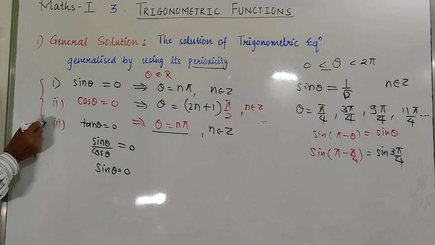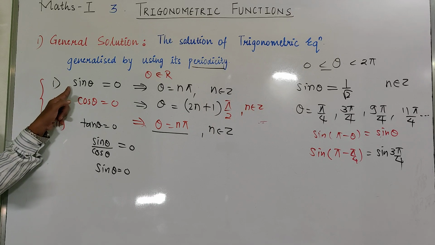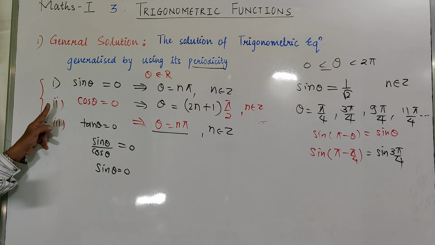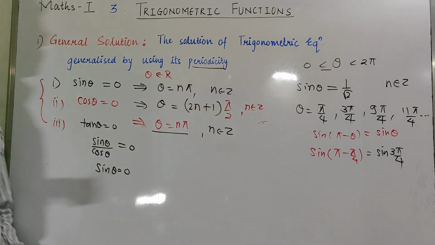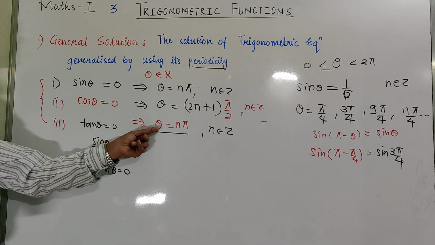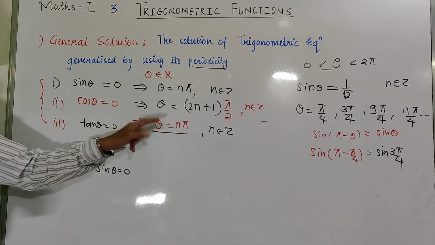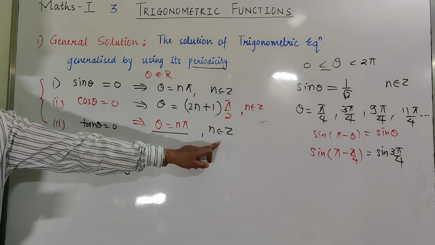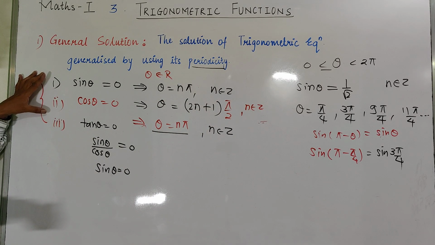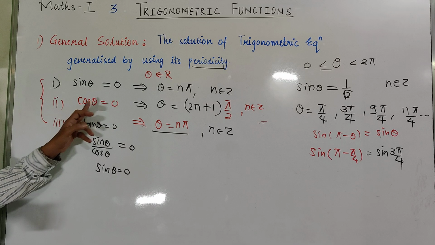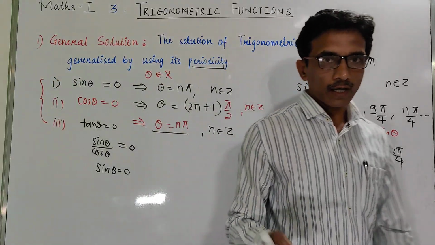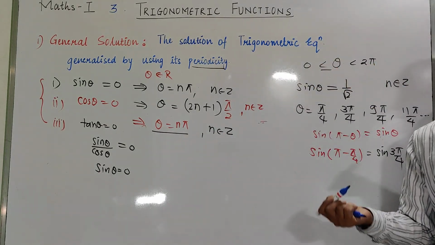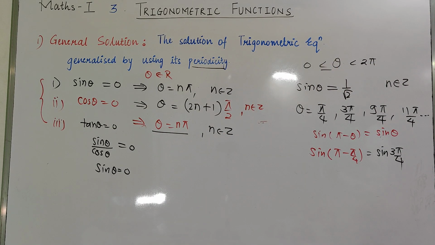So we have thus these three general solutions. Sin theta is equal to 0, first equation. Second, cos theta is equal to 0 implies theta is an odd multiple of pi by 2. Tan theta is equal to 0 implies theta is equal to n pi, same as sin theta is equal to 0, where n belongs to Z. So these are the general solutions of the equations sin theta is equal to 0, cos theta is equal to 0 and tan theta is equal to 0. Now we will see other equations and the general solutions of those equations.